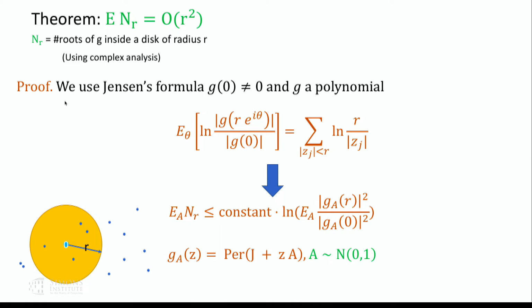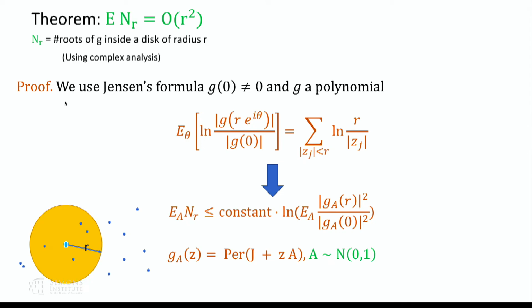So the proof is based on a well-known formula in complex analysis known as Jensen's formula. We find an average case version of Jensen's formula. So what is Jensen's formula?